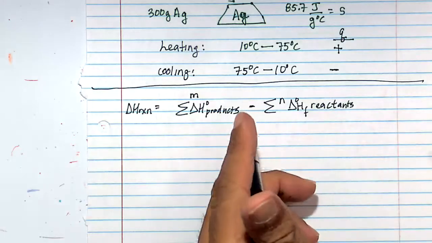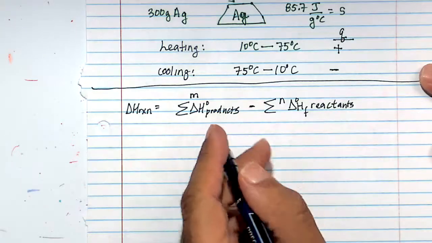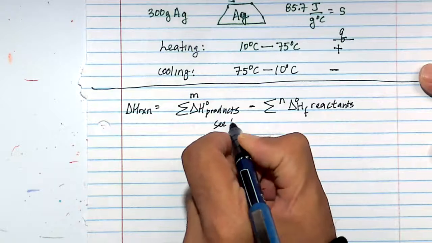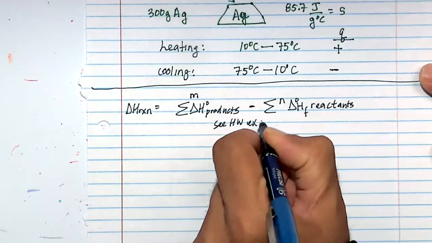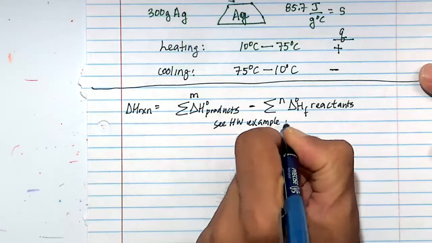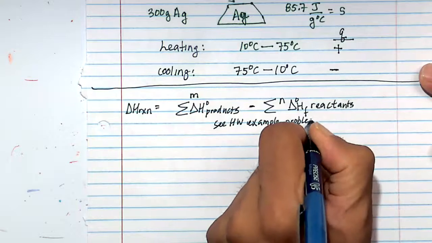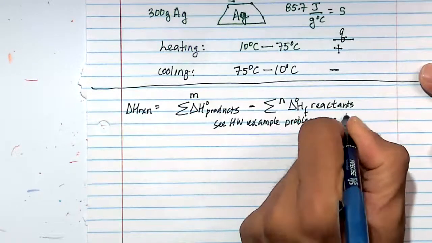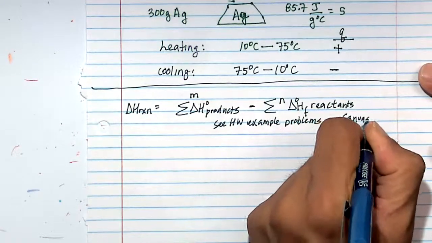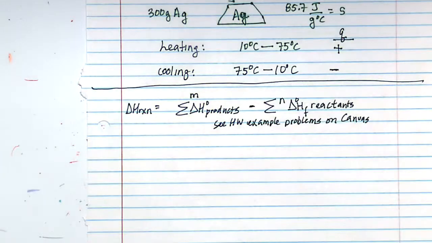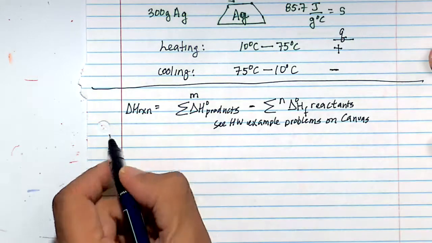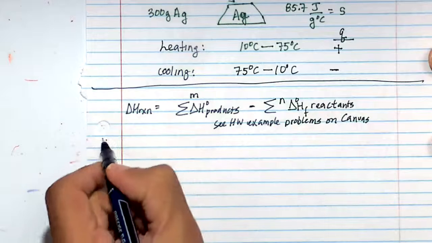Okay, I don't have an example, but you can see the homework 6 example problems on Canvas. Okay. Sum of the products minus sum of the reactants. Say a problem like that on the test.